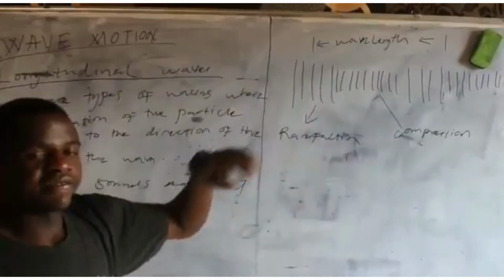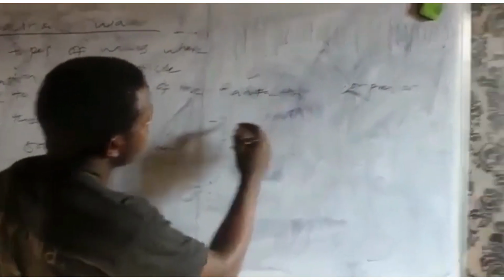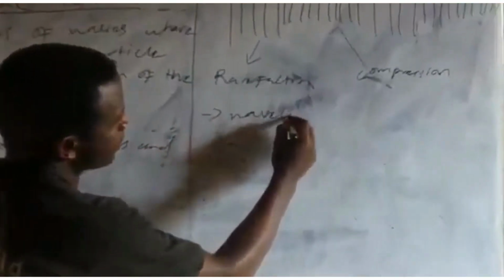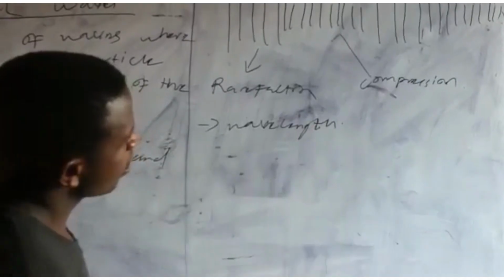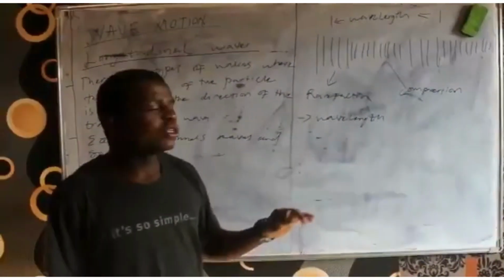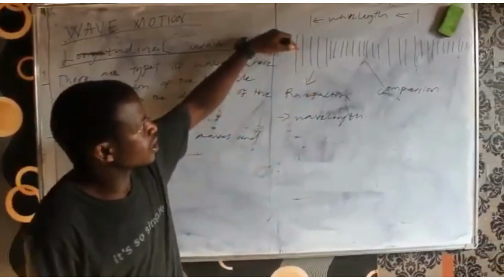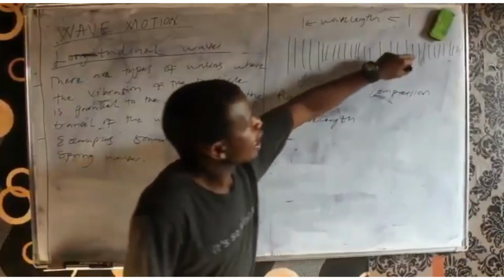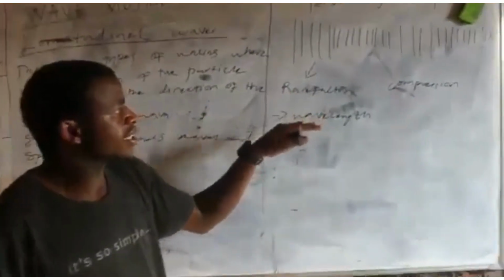So let's look at the definitions of these words. The first word I have is the wavelength. The wavelength is defined as the distance between two successive rarefactions. As you can see, we have a rarefaction here and a rarefaction here. So it's the distance between two successive rarefactions.